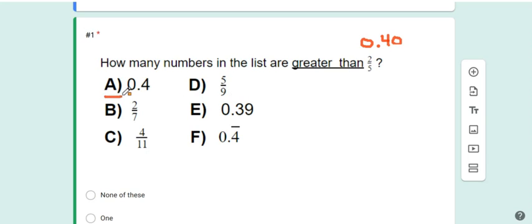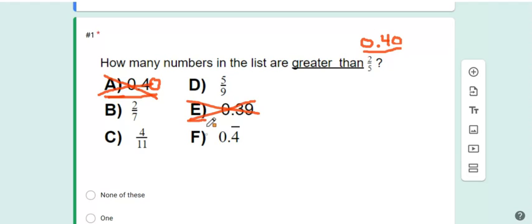And as you can see, A and E are already in decimal form. And so in option A, you have 4/10, or if we add a placeholder 0 here, it's 0.40. So is option A, is 0.40 greater than 0.40? No, right? It's not greater than, it's equal to. So option A is out. What about option E? Is 0.39 greater than 0.40? No, right? That's less than. So option E is also out.